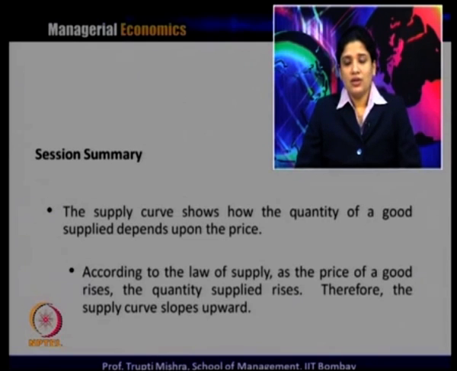Then we introduced the concept of the supply curve. The supply curve shows how the quantity of goods supplied depends upon the price, and according to the law of supply, the price of the product and the quantity supplied are positively related. That is the reason the slope is positive and the supply curve is upward sloping.